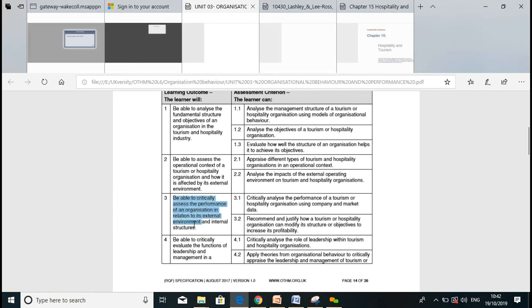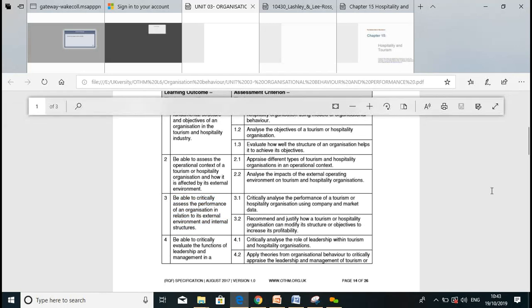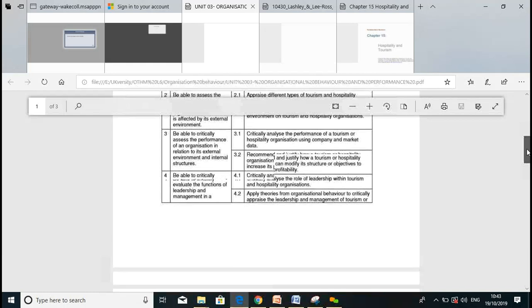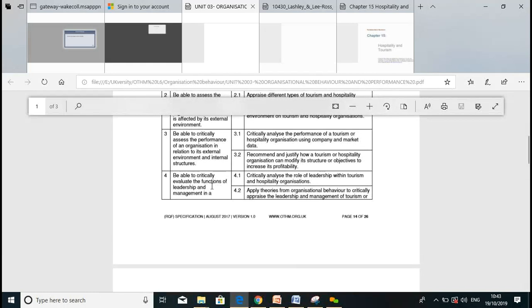Be able to critically assess the performance of an organization. We'll go through the external environment and the internal organization. We look at both the internal and external environment, and we look at performance in the hospitality industry. We'll go through profitability and some ratios as well. Those will help.